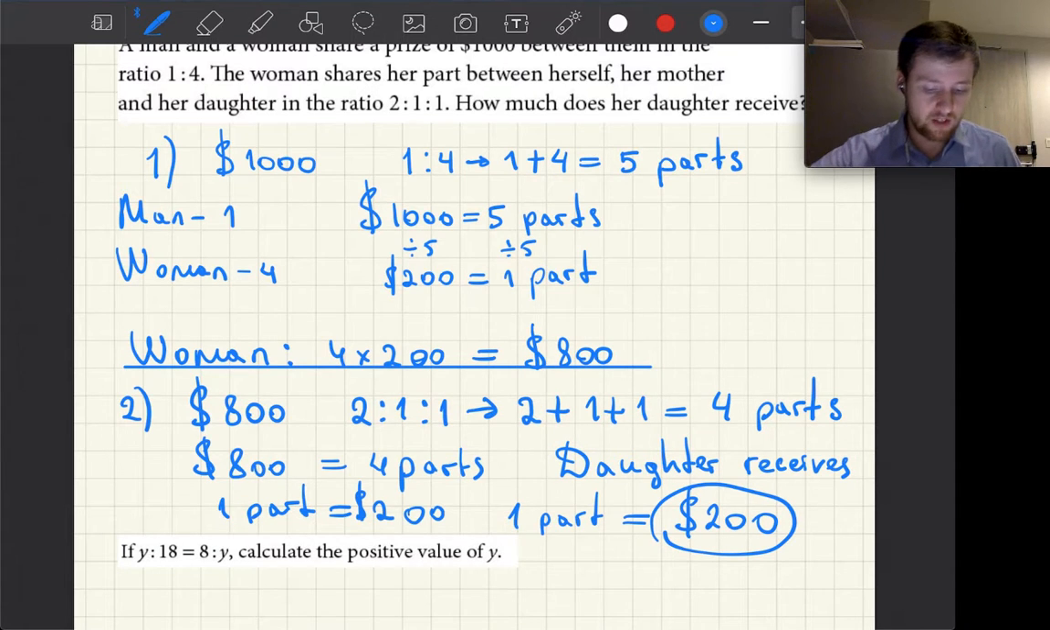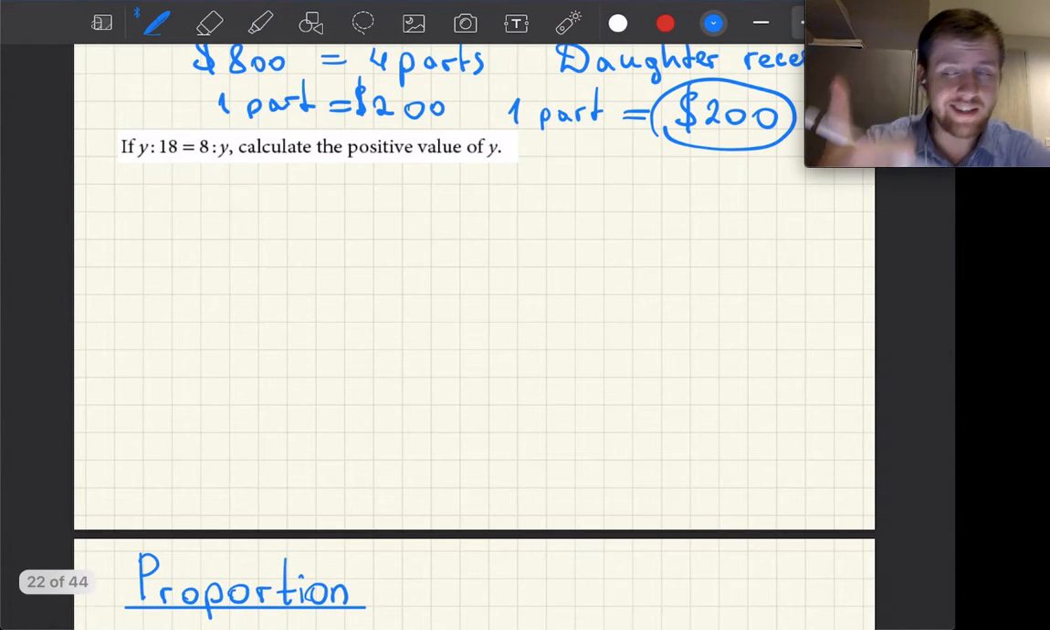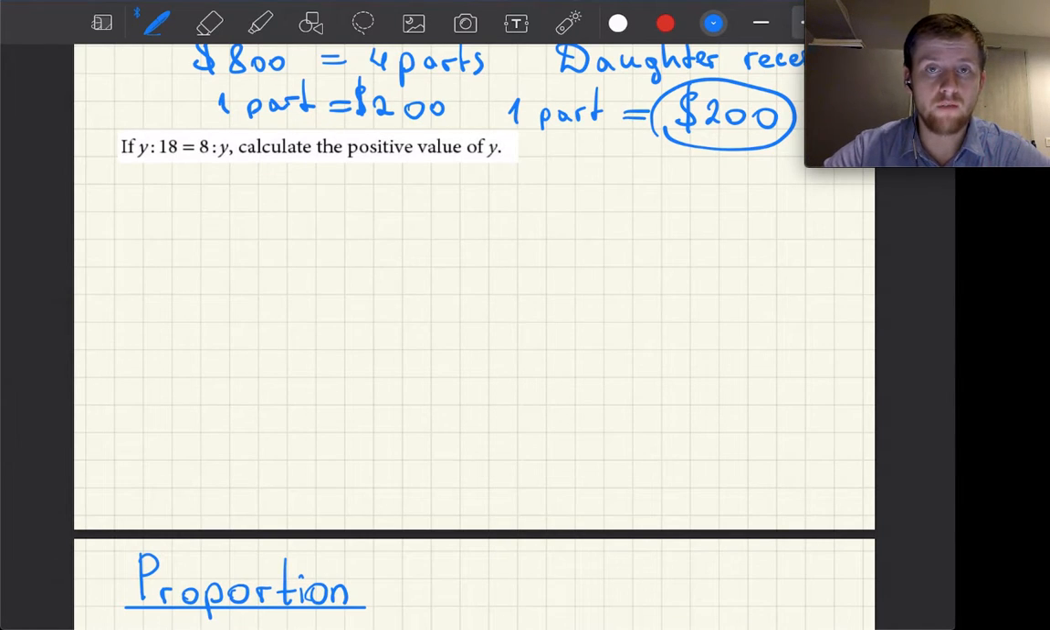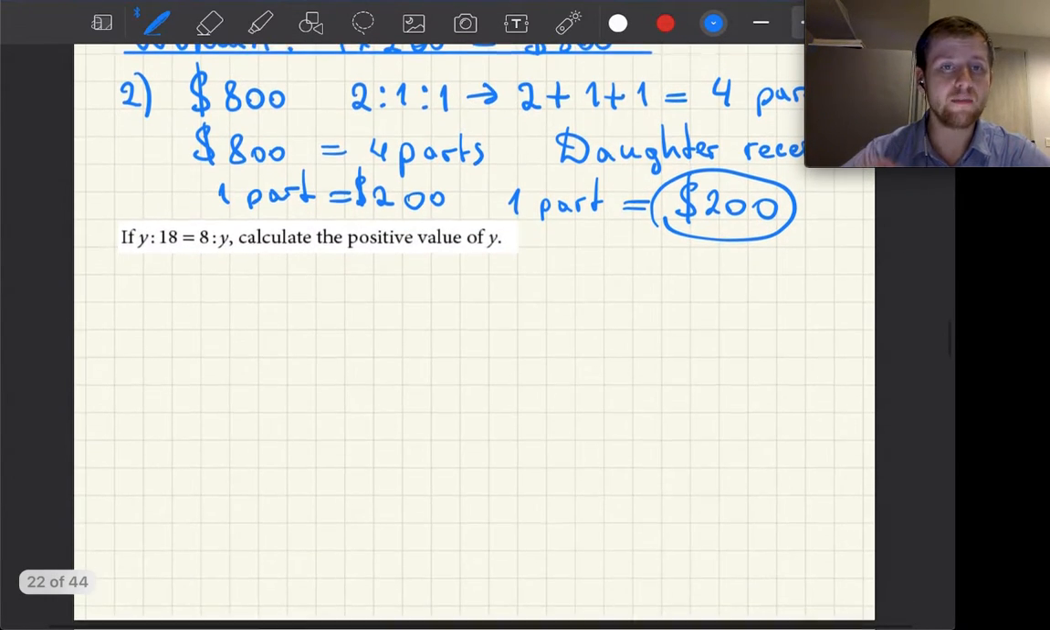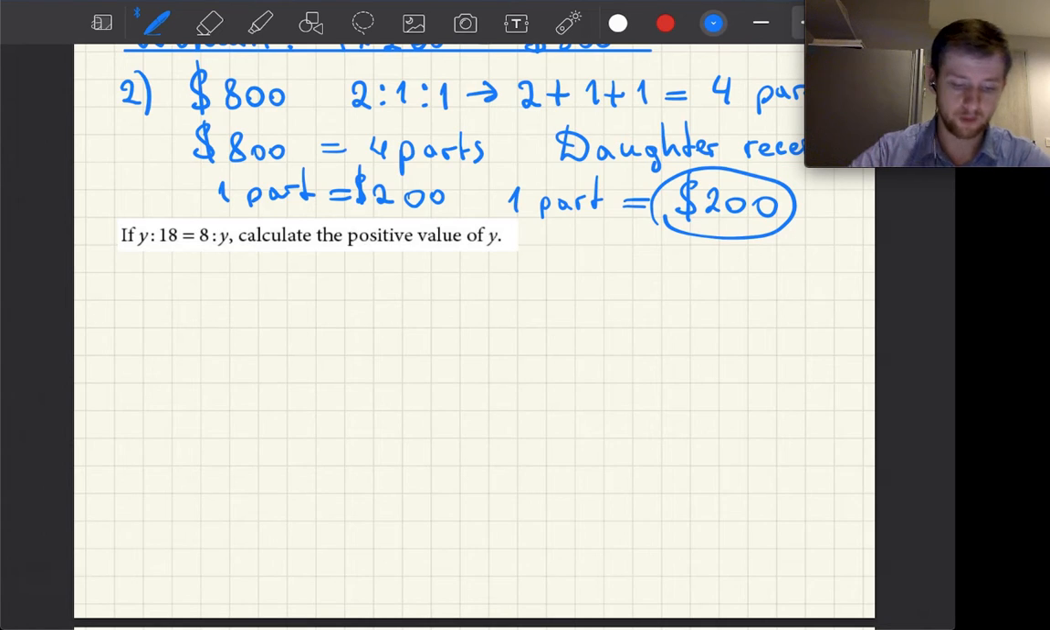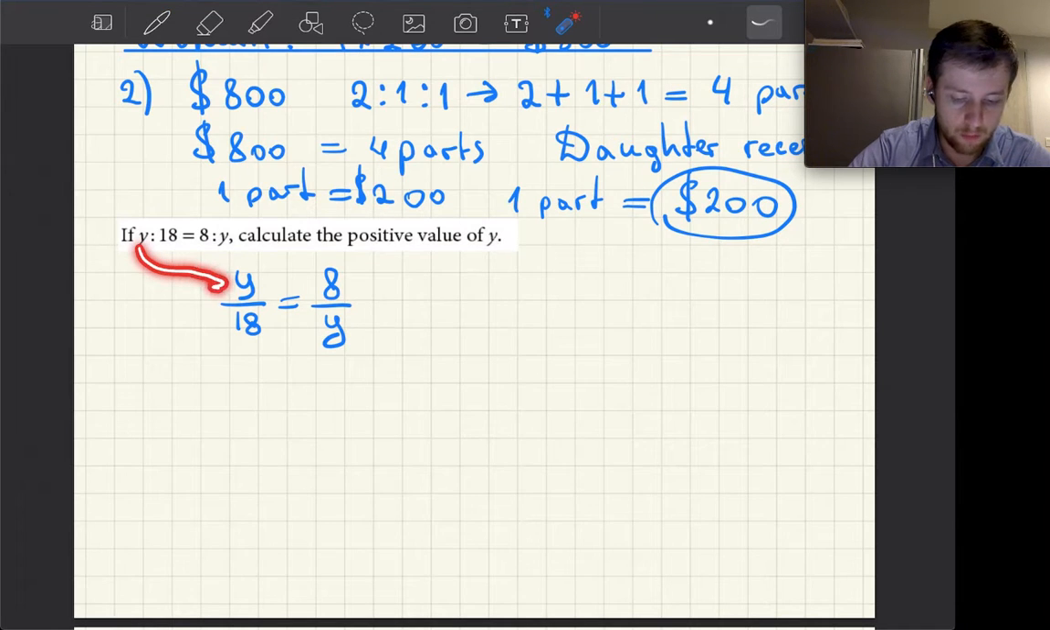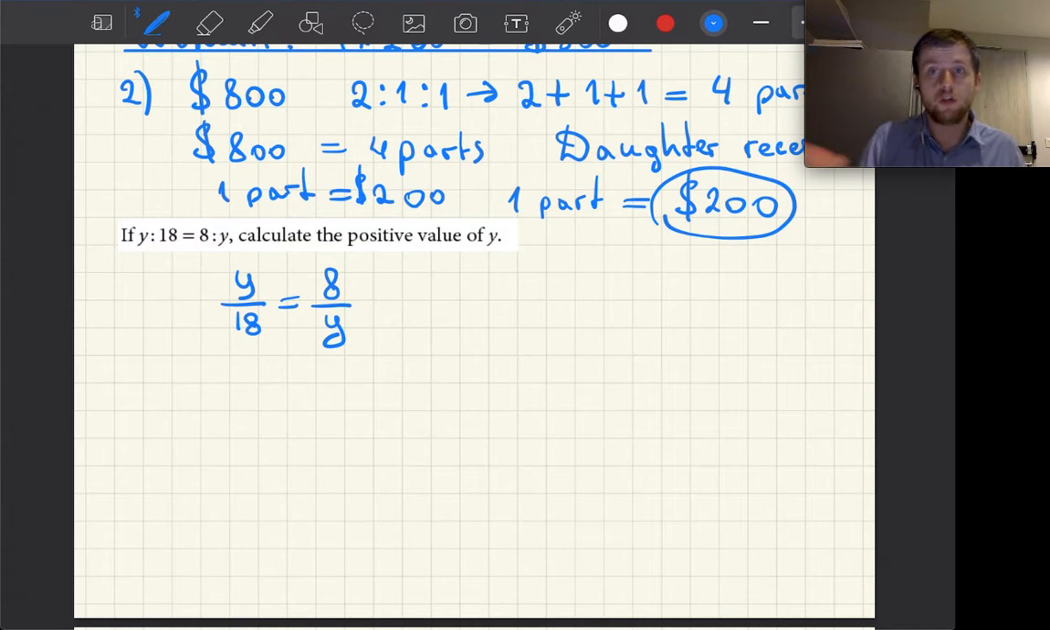Okay, the next question is quite different actually. If y/18 equals 8/y, calculate the positive value of y. In this question, we can use a special property of ratio, which is that a ratio can be expressed as a fraction. So y to 18 can be written as y over 18, and 8 to y can be written as 8 over y. Please remember, the first part goes on top, the second part goes on the bottom. And now we can just solve this equation.